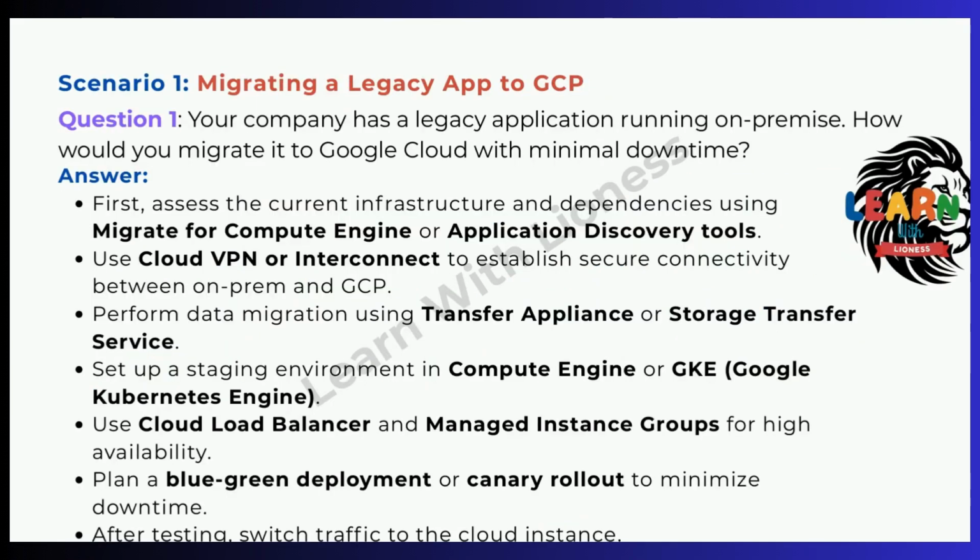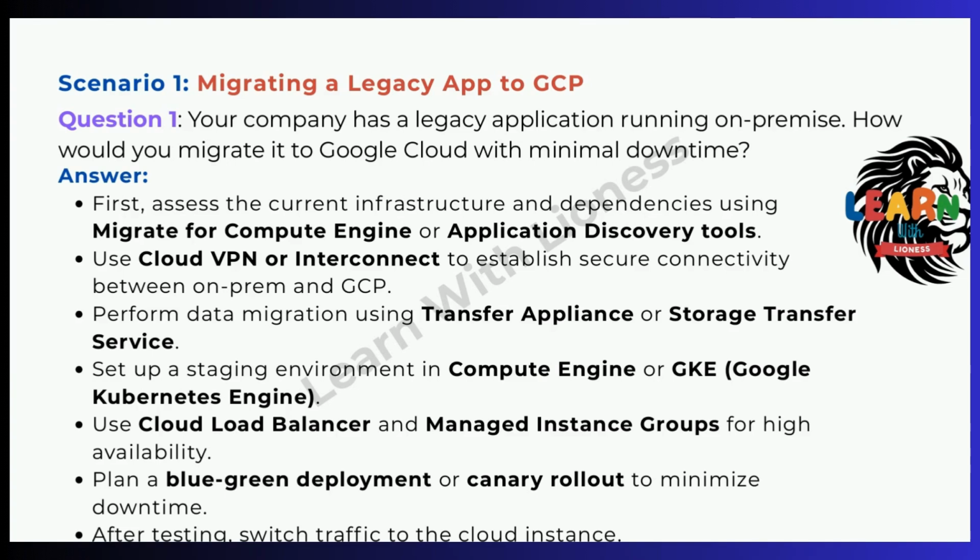Question 1. Your company has a legacy application running on-premise. How would you migrate it to Google Cloud with minimal downtime? Answer. First, assess the current infrastructure and dependencies using Migrate for Compute Engine or application discovery tools. Use Cloud VPN or Interconnect to establish secure connectivity between on-prem and GCP. Perform data migration using Transfer Appliance or Storage Transfer Service.